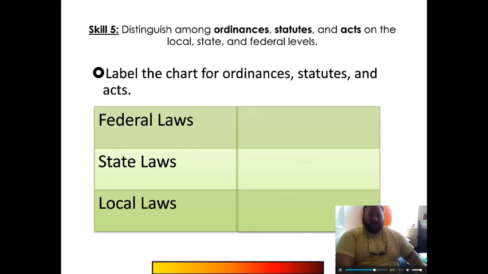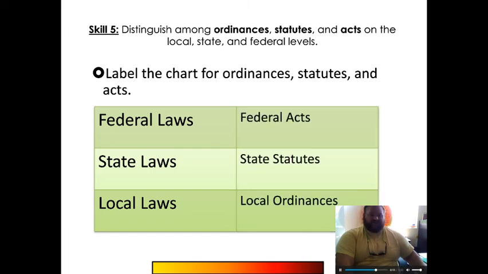All right, and that was quick, I know. We'll see if you did it. Federal laws are called federal acts, state laws are called statutes, and local laws are called ordinances. So acts, statutes, ordinances.